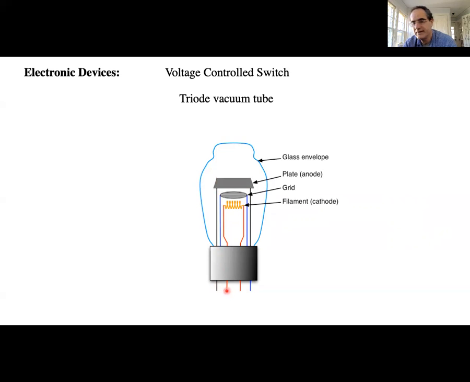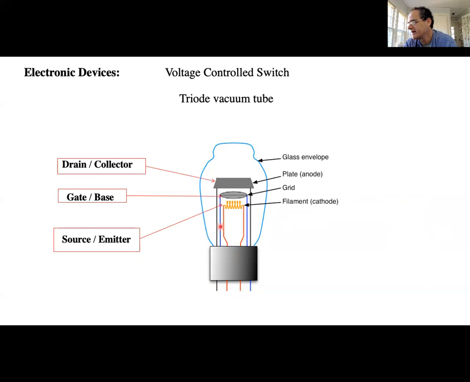We have the filament, that's one terminal. Well, actually two, because we need to pass a current through the filament to get it to be red hot. And then there's the grid, the control, and then there's the plate, where the electrons end up. Okay? So in a vacuum tube, these would be filament, grid, and plate.